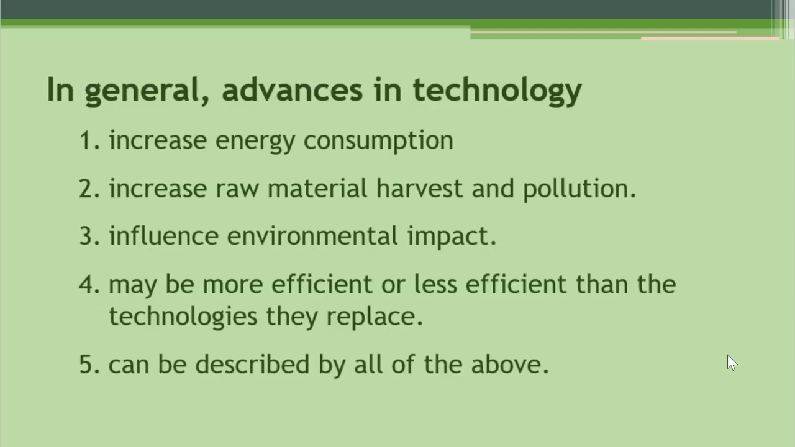In general, advances in technology increase energy consumption, increase raw material harvest and pollution, influence environmental impact, may be more efficient or less efficient than the technologies they replace, or can be described by all of the above. They're all of these things, right? We use more energy, we use more stuff, we take a higher toll on the environment, and technology doesn't necessarily mean more efficient. It doesn't mean more environmentally friendly. It just means that you're doing something.